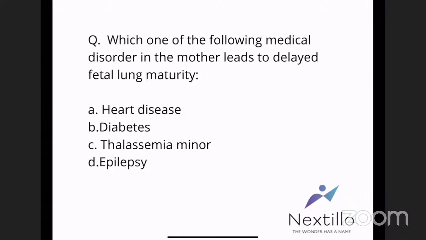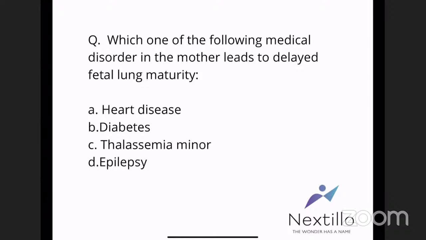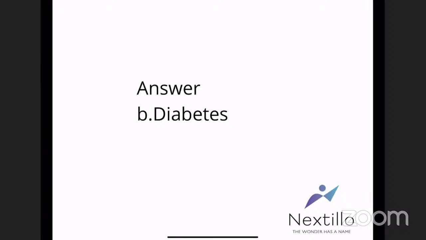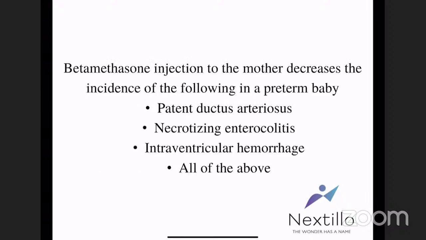Which of the following disorder in the mother leads to delayed fetal lung maturity? Heart disease, diabetes, thalassemia minor, or epilepsy? We have already discussed the risk factors. So the answer here is diabetes. Diabetes is a risk factor because the increased fetal insulin in the mother can lead to inactivation of the surfactant. So, which one of the following medical disorders in the mother? That can be diabetes. Diabetes is a risk factor.